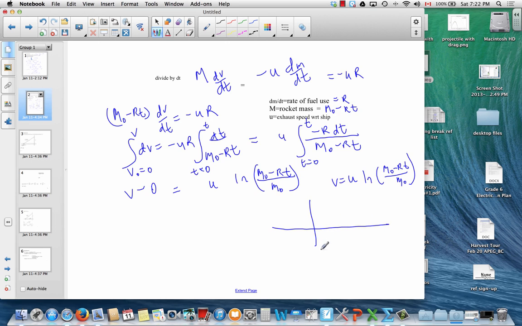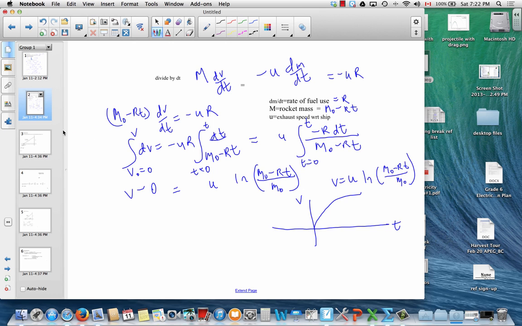So it basically ends up looking like velocity versus time. It ends up with some sort of decrease or increase like this. So that's another example of time-dependent dynamics.